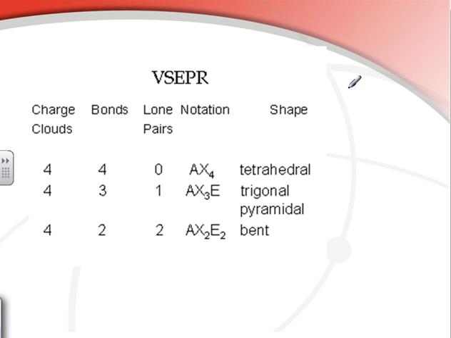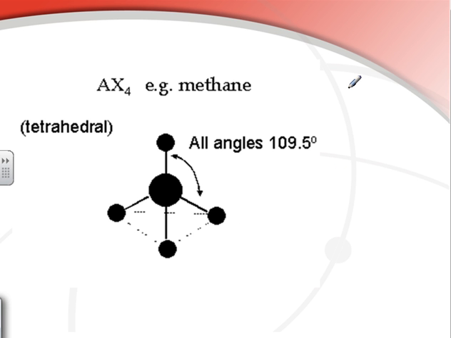You have 3 possible shapes going on here. You can have a tetrahedral shape, a trigonal pyramidal shape, sometimes it's called trigonal bipyramidal, I'll accept both, and a bent shape. So what do each of those look like? Well, the first one, methane.